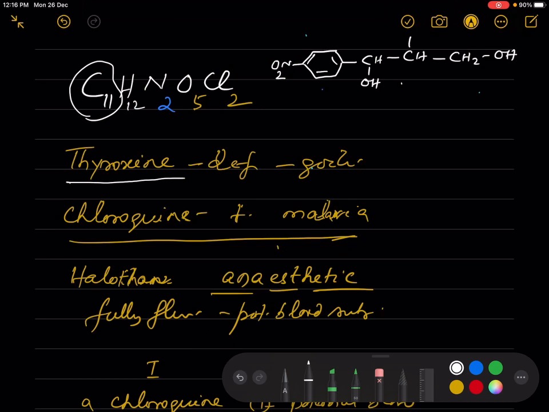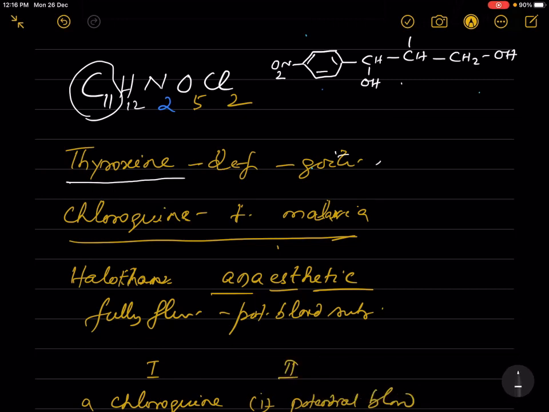Next, thyroxine. Our body produces the iodine containing hormone thyroxine, the deficiency of which causes goiter. Synthetic halogen compounds. Chloroquine, this is a synthetic halogen compound, is used for treatment of malaria. Halothane is used as an anesthetic during surgery. It is also known as Halothane.